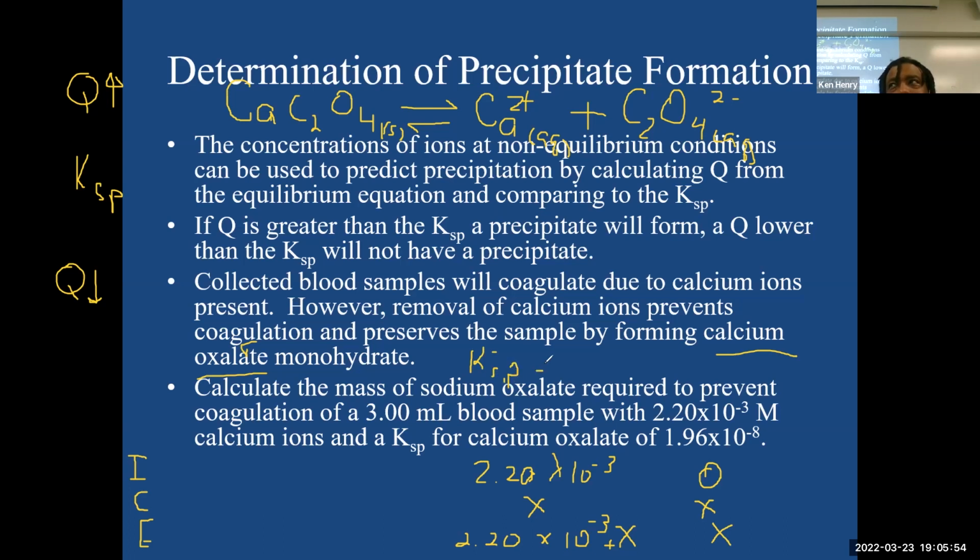Now, are you guys sure about this? KSP is going to equal 2.20 times 10 to the minus 3 plus X, times X. Okay, so are you guys sure about this? Because it says calculate the mass of sodium oxalate required to prevent coagulation of a 3.00 milliliter blood sample with 2.20 × 10⁻³ molar calcium ion and a KSP of calcium oxalate.